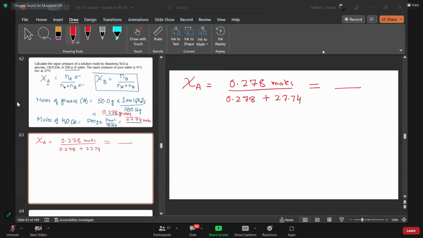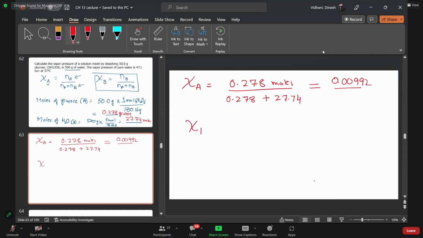So you got 0.00992. All of you got that one? Okay. So you found the mole fraction to be 0.00992. This is for glucose, right? Can you tell me what would be the mole fraction of water?